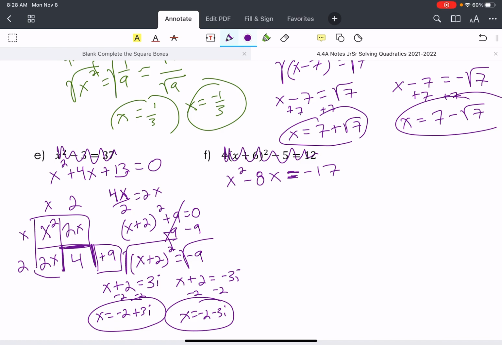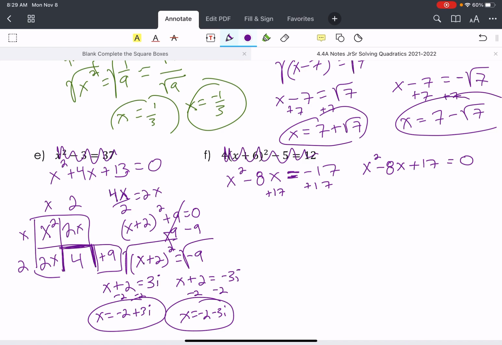What do I have to do first if I'm going to put it into vertex form? Before I even do the box. Is it in standard form? Equals 0. It's not in standard form unless it equals 0. So the first thing I got to do is move that 17 over. So x squared minus 8x plus 17 equals 0. How come I couldn't add the 17 to the 8 again? They're not like terms. One has an x and one doesn't. Okay?